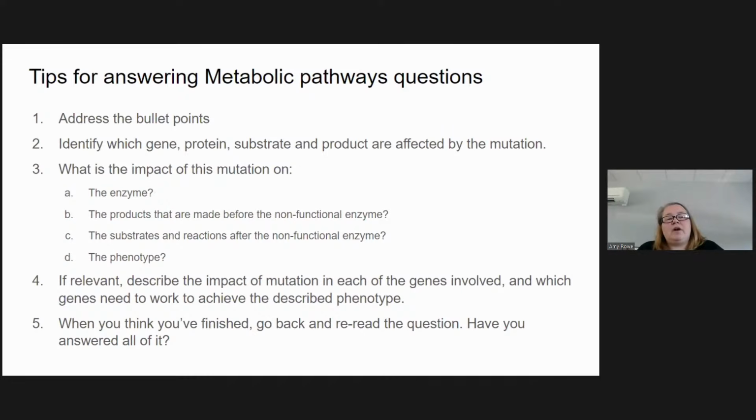Okay, so when you're answering metabolic pathways questions, I have a few tips for you. Again, you want to make sure you address the bullet points. You want to identify which gene, protein, substrate, and product are directly affected by the mutation.